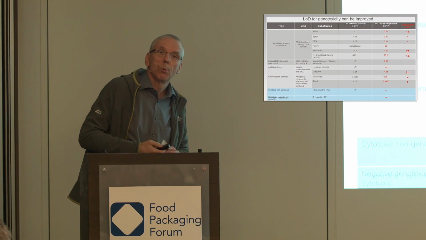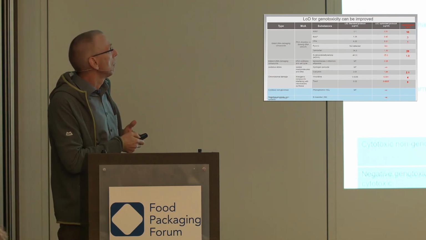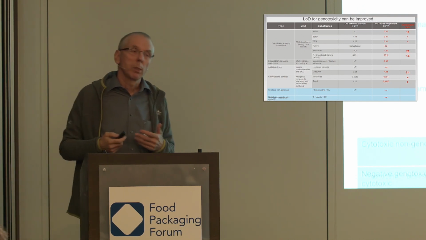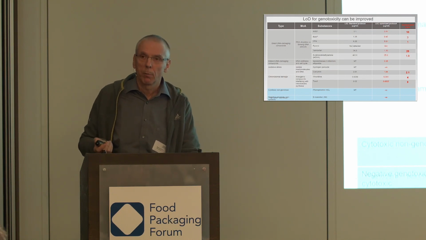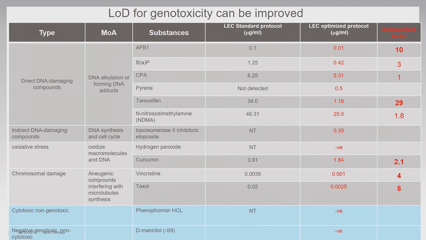Actually, we try to optimize the limit of detection of tests. We did that with several tests. This is an example with the Bluescreen. There are different chemicals here, most of them genotoxic, with different modes of action. And you can see here the factors between the optimized versus the standard test. And you see that actually you can optimize the test.